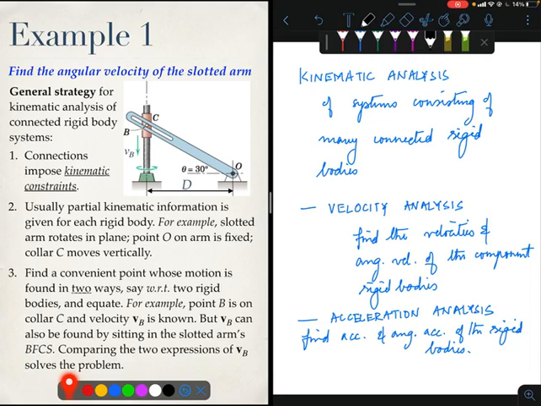And when we write the velocity of B in this way, we get another expression for it. And we can compare these two expressions of the velocity of B and then get the missing information. This is the general strategy. And I will now implement it, and hopefully that will make it clearer.